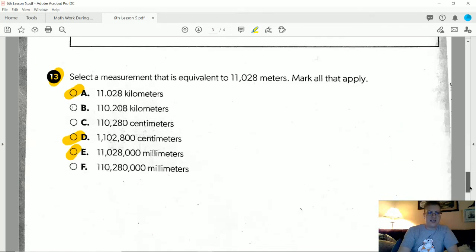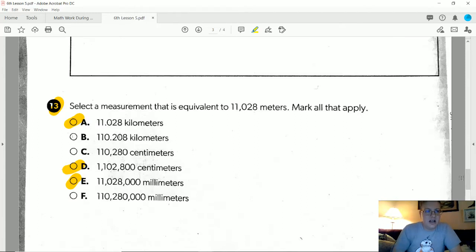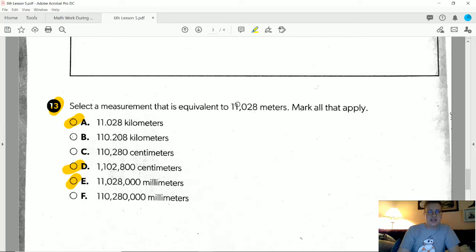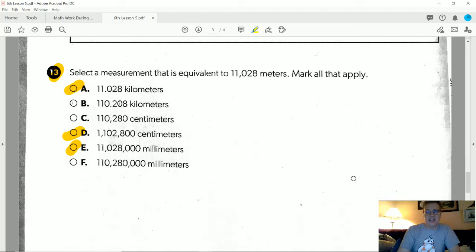And our last, number 13, almost our last problem. So 11,028 meters is equivalent to 11.028 kilometers. So 1,000 meters per kilometer. If I take this number and multiply it by 100, I would get this number for the number of centimeters. If I take this number and multiply it by 1,000, I would get the number of millimeters. So that gives us letter A, letter D, letter E.